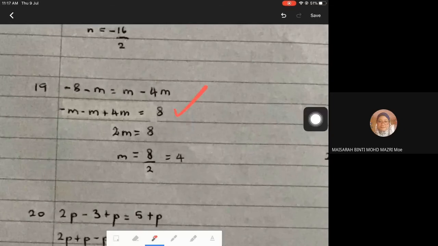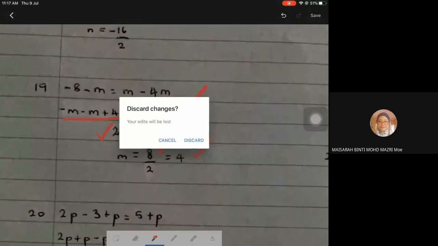So this one becomes negative 1 minus 1 is negative 2. Negative 2 plus 4 is 2m. Okay, correct. So m is 8 divide 2 is 4. Okay, correct. Good. Dah nak habis kita bincang. Sekejap je. Nanti cikgu akan bagi fraction pula.